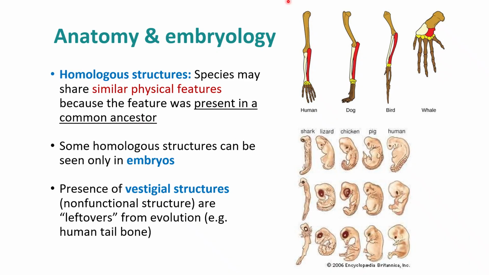So, the presence of what we call vestigial structures, which are non-functional structures, are things that you can find in an organism's body, and they're also anatomical evidence of evolution because they're basically leftovers from evolution. For example, a human tailbone, right? It's not something that we use or necessarily need, but it's something that we have slowly evolved from and we still have it. That's a vestigial structure.